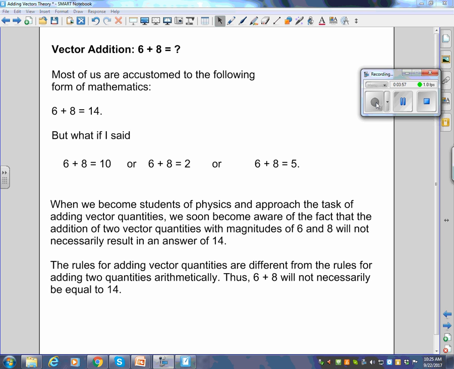The rules for adding vector quantities are different from the rules for adding two quantities arithmetically. When I say arithmetically, I mean like grade 3 math, right? 6 plus 8, you guys said it was 14. Vector addition is different. Now, I hate to tell you this. Well, actually, I'm pleased to tell you this. You all did vector addition yesterday. I just didn't tell you that's what you were doing.